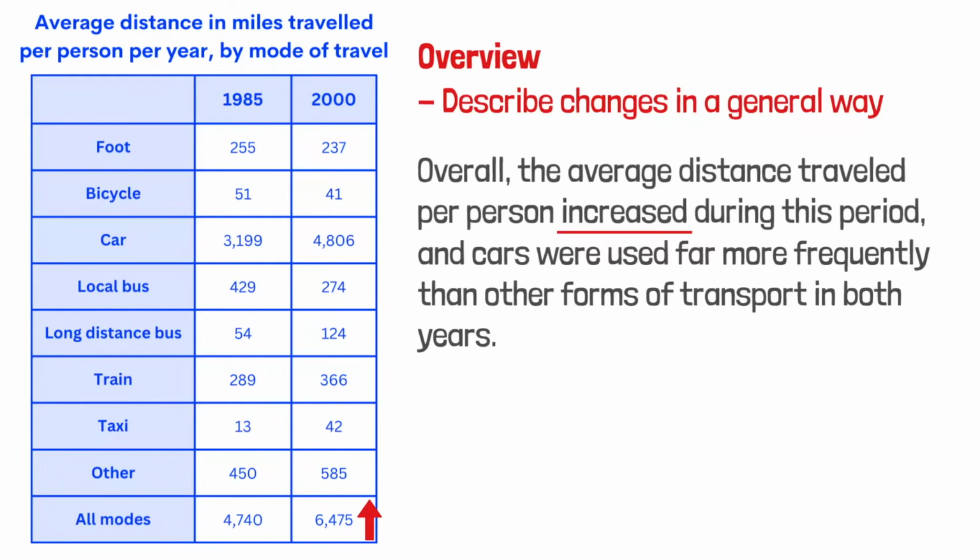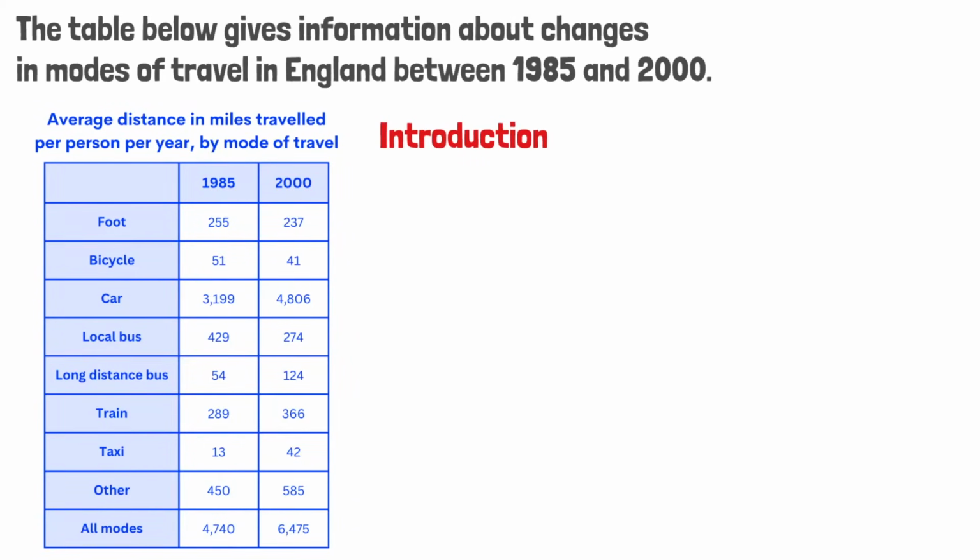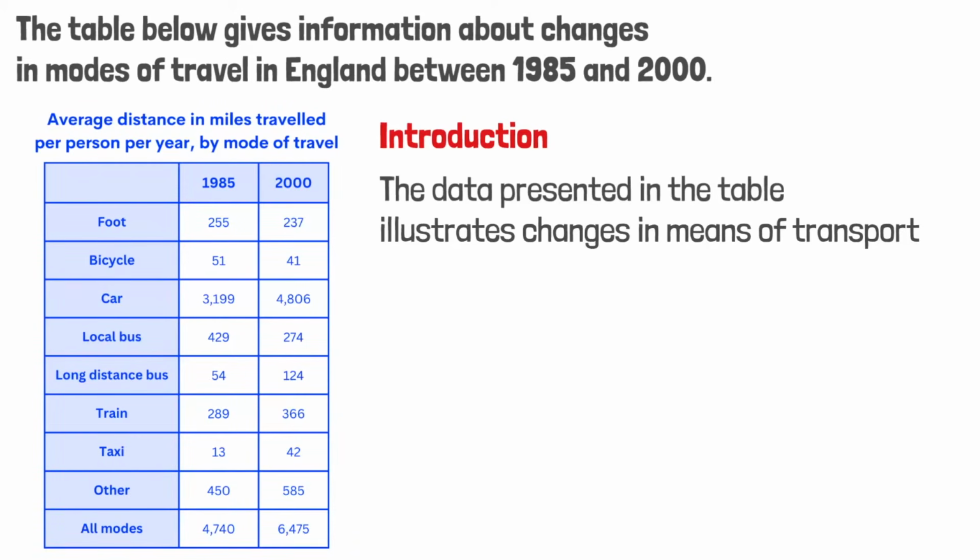Cars were used far more frequently than other forms of transport in both years. So far, I've stated twice that car is the biggest category. Note the different grammatical constructions I used. Here, I used more than: more frequently than other forms of transport. And in details paragraph 1, I used most: most common means of transport. The overview paragraph is done. Finally, the introductory paragraph. The data presented in the table illustrates changes in means of transport in England from 1985 to 2000. Here's the entire essay.